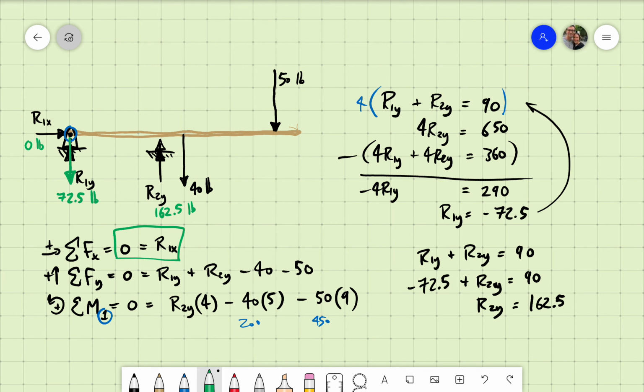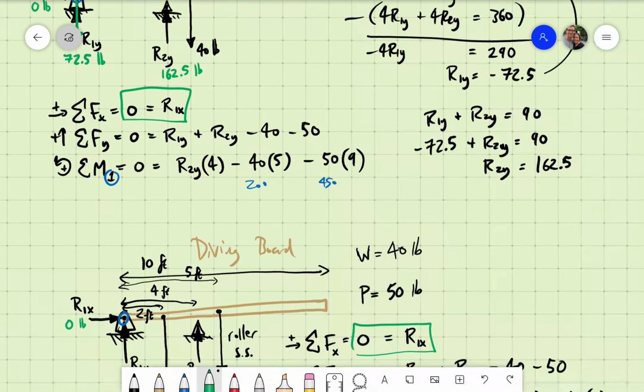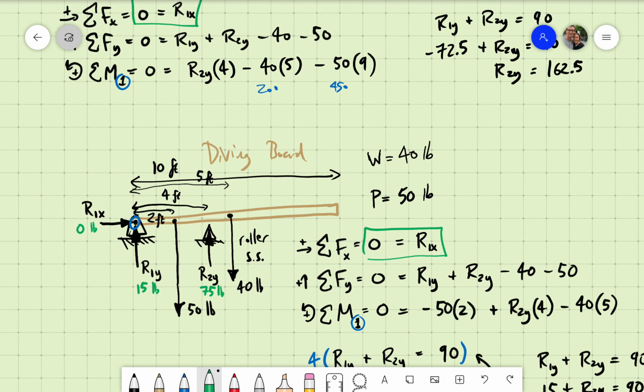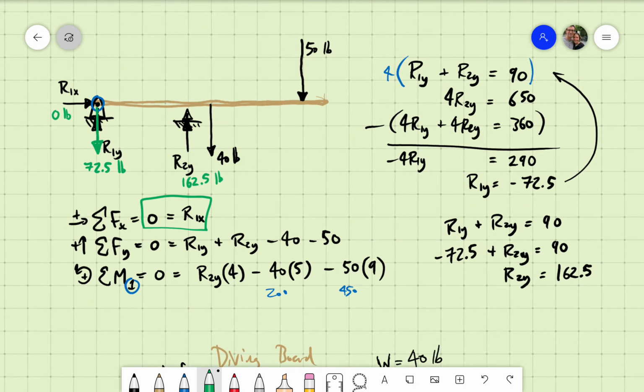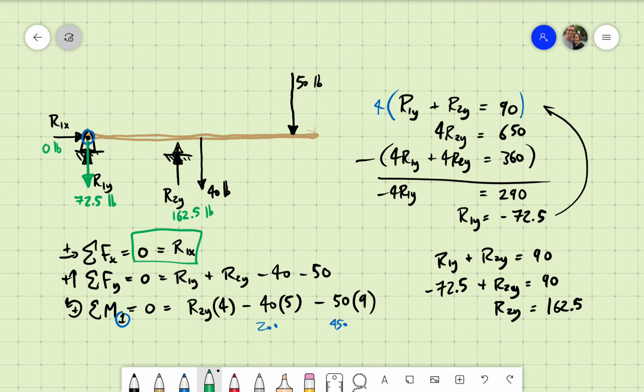Notice what happened here. Pretty weird. The 50-pound person stood nicely between the pin and the roller, and you got 15 plus 75 pounds. Pretty moderate, not much more than the weight of the person themselves. Now, the same person walks out to the end. Look what happens. Suddenly the pin on the left has to pull downwards. That was different, and with a force more than the weight of the person themselves. And then this roller is more than 3 times the weight of the person themselves, pushing back up.